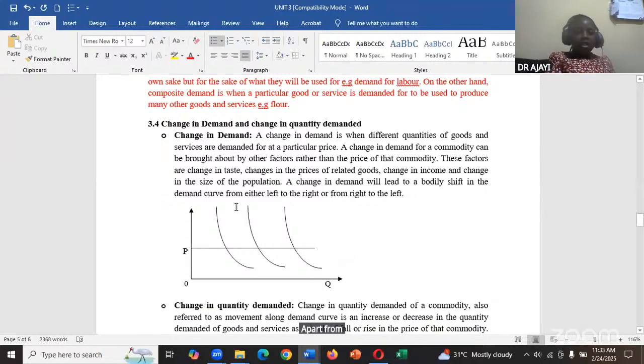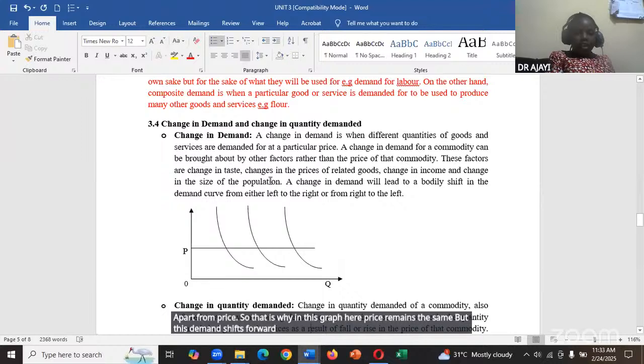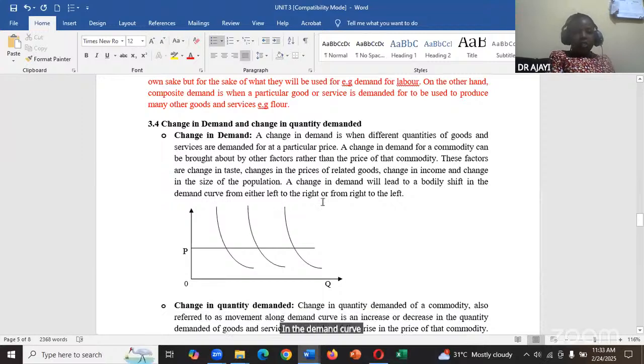So that is why in this graph, price remains the same, but the demand shifts forward. We can take this as the initial demand. It has changed from this to this to this. So change in demand is a bodily shift in the demand curve. If you are asked what is the other name for a change in demand, you either call it a bodily shift in the demand curve, or you call it change in demand itself.